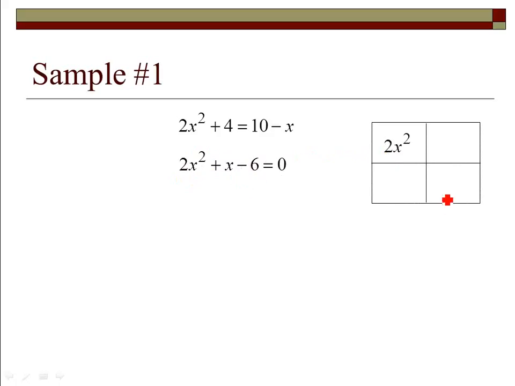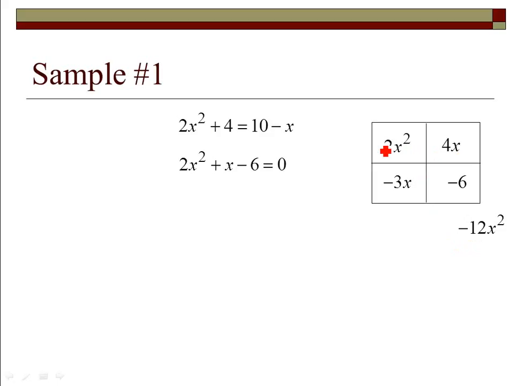Negative 6 to the lower corner. And then these two quantities multiply to give me negative 12x squared. So I'm looking for two numbers that multiply to give me negative 12, but add to give me positive 1. That's going to determine the other diagonal. So those two numbers that will multiply to give me negative 12, but add to give me positive 1 would be 4 and negative 3.